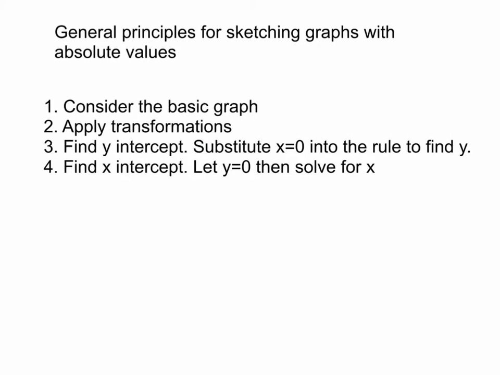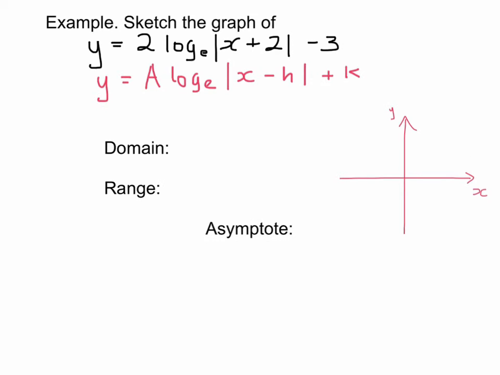So here are some general principles. 1, you have to consider the basic graph you've got. 2, you can apply transformations. 3, find the y-intercept by substituting x equals 0. And 4, find the x-intercept by letting y equal 0 and then solving for x. So here's an example. Let's say we need to sketch the graph of 2 times log to the base e of the absolute value of x plus 2, and then take away 3 from that.